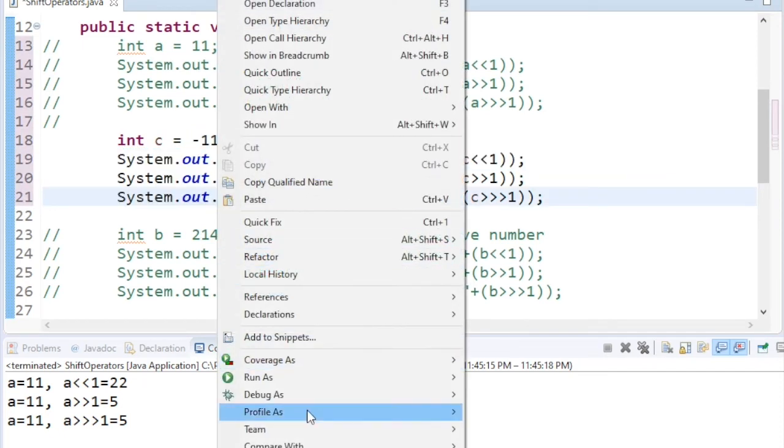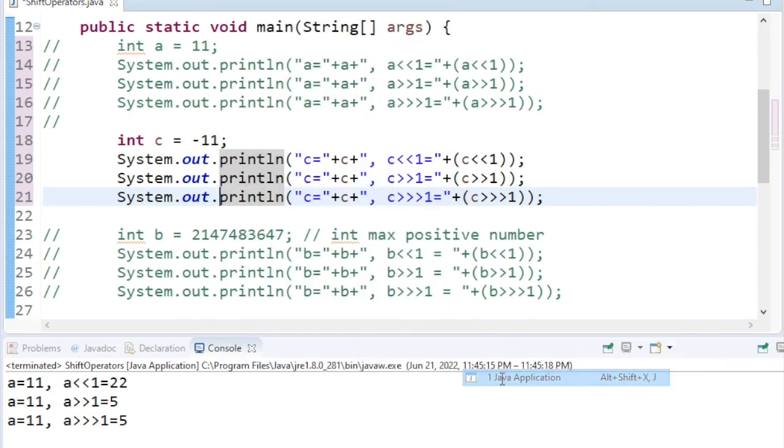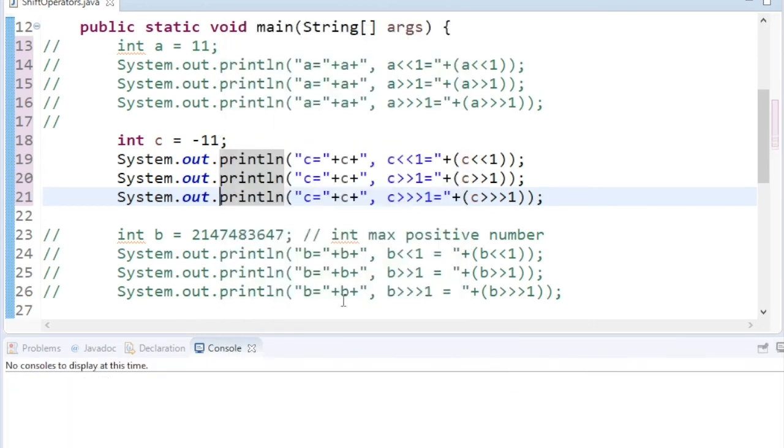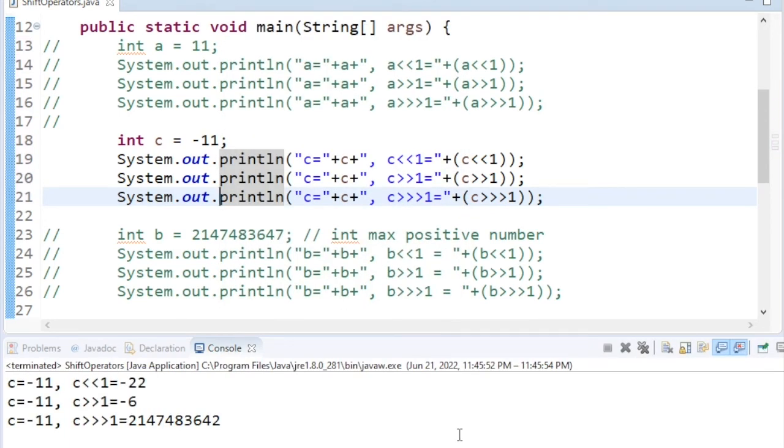Now we are going to perform the same operation on minus 11. If you see, now also it is behaving as expected. Minus 11 after the left shift operator became minus 22, the right shift operator made it minus 6, and while performing the unsigned right shift, you can see, right, it has turned into a big number.